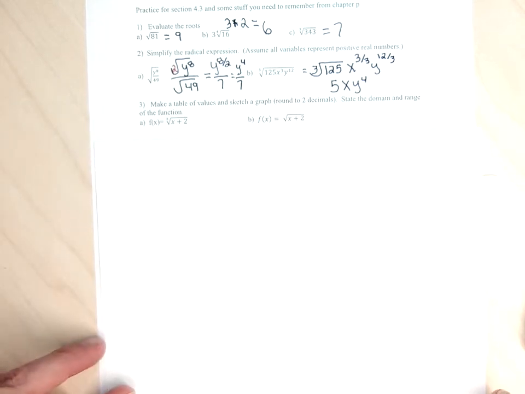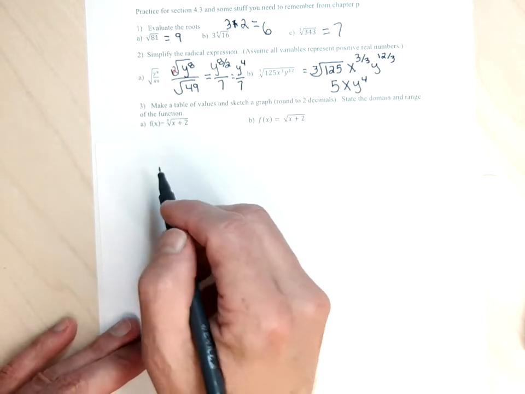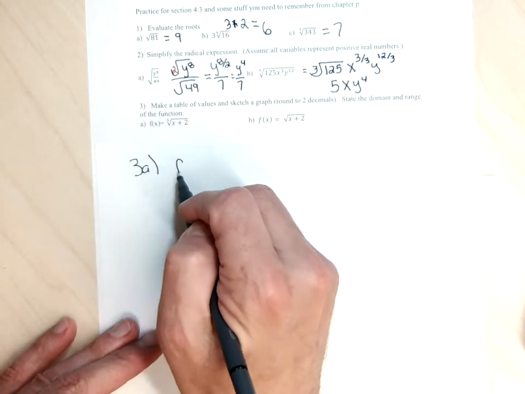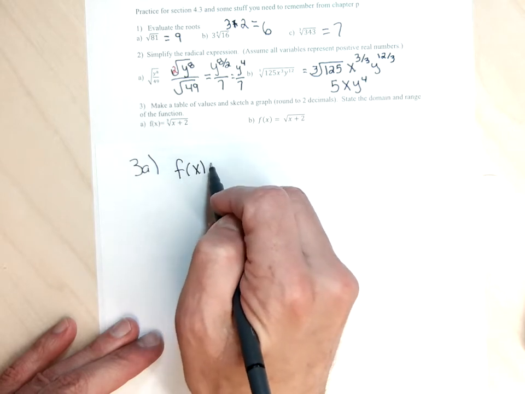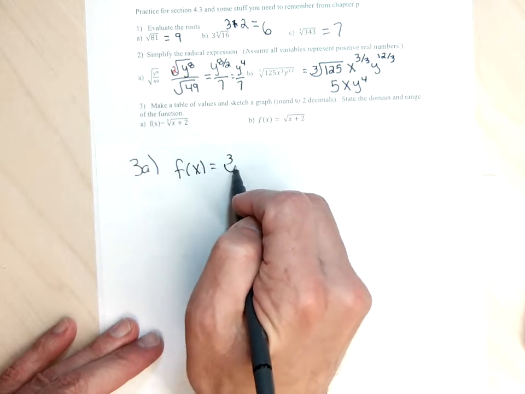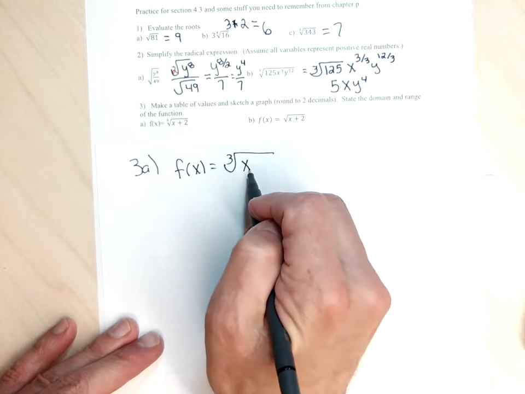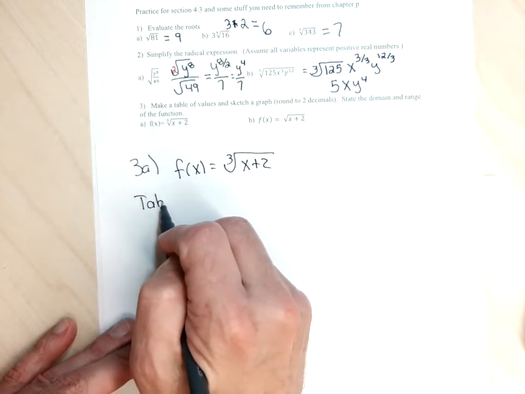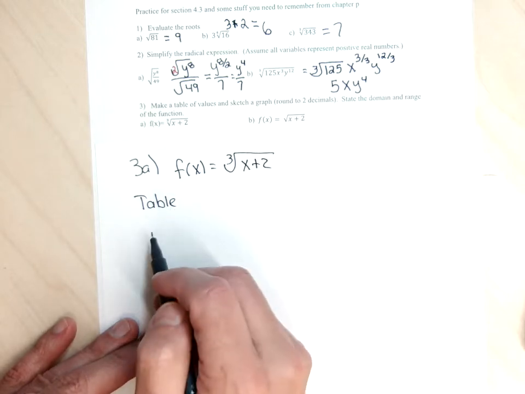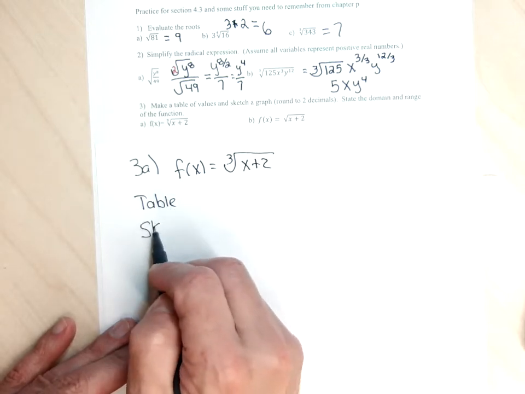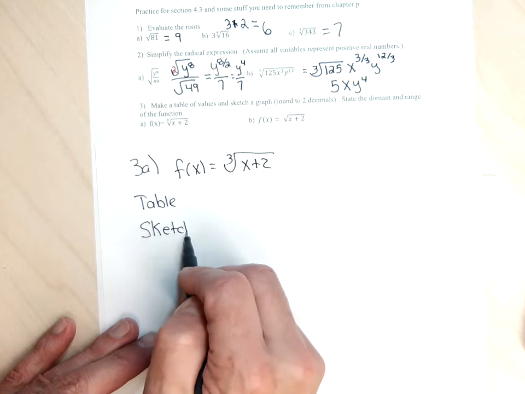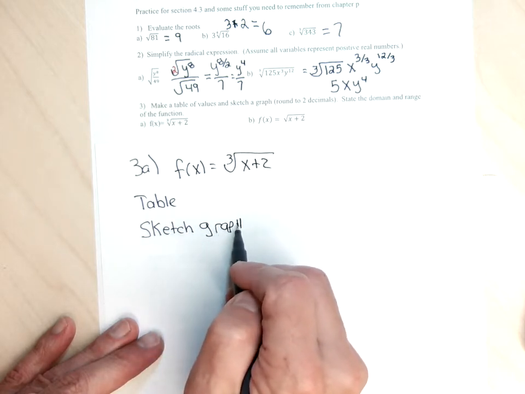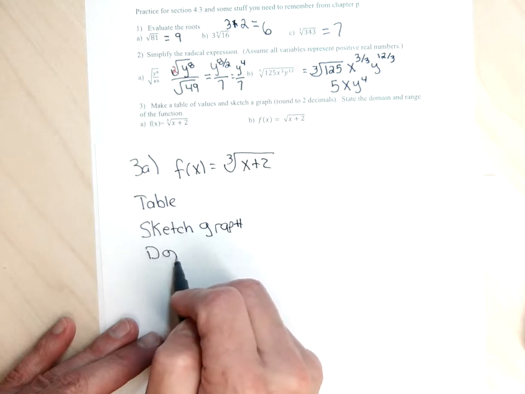Problem 3 wants me to make a table and sketch a graph. So I'm going to do part A first. Very specifically, I'm going to make a table. After I get the table done, I'm going to sketch a graph. And then I'm going to state what the domain and the range is.